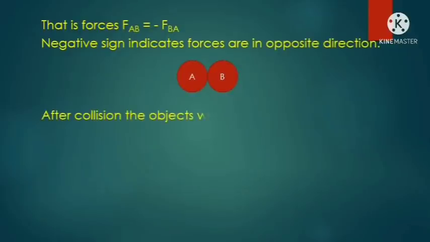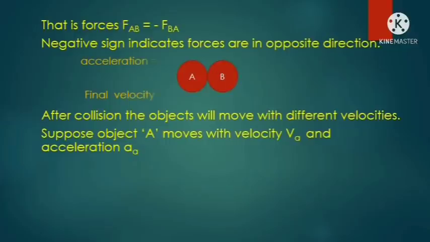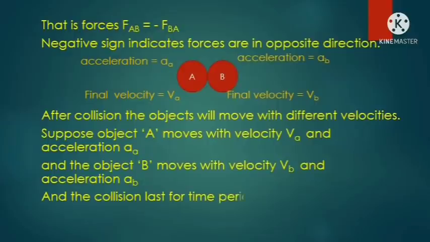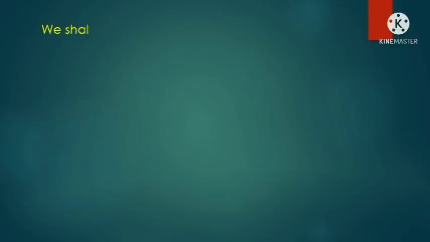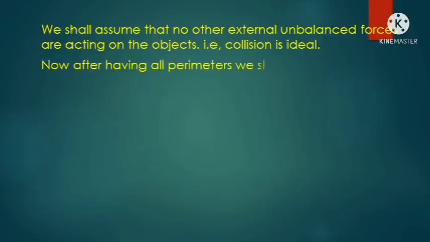After collision, the objects will move with different velocities. Suppose object A moves with velocity VA and acceleration AA, and object B moves with velocity VB and acceleration AB, and the collision lasts for time period T. We shall assume that no other external unbalanced forces are acting on the objects. That is, the collision is ideal. Now, after having all parameters, we shall proceed as follows.